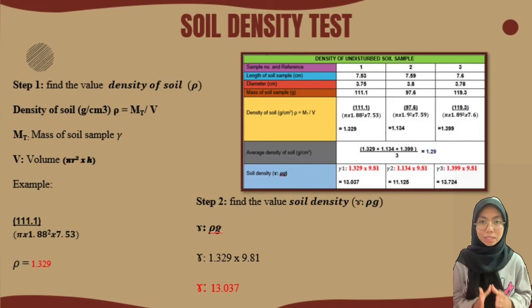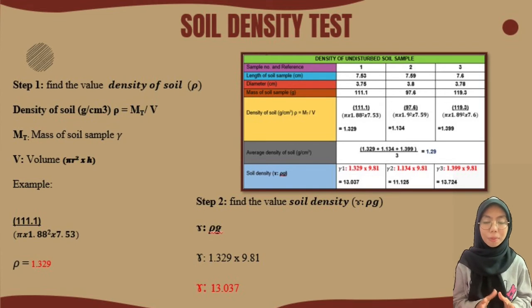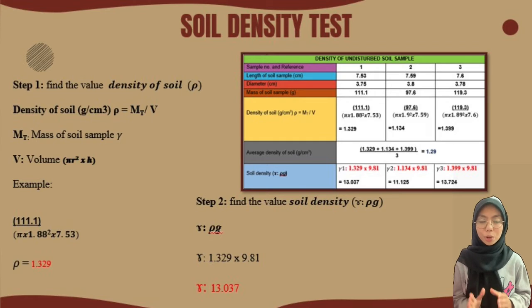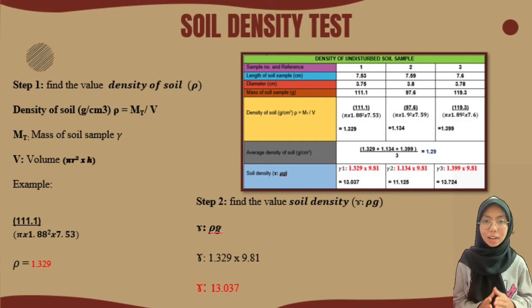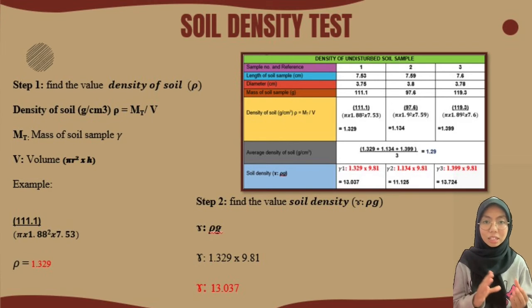Okey, first untuk mendapati nilai density, kami menggunakan formula M T bahagikan dengan V, iaitu M T is mass of soil sample bahagikan dengan volume. Formula untuk mendapatkan volume adalah pi R squared darabkan dengan H. Okey, di dalam soil sampling kami mendapati nilai density sebanyak 1.329. Setelah mendapati nilai density tersebut, barulah kami boleh mencari nilai soil density test.